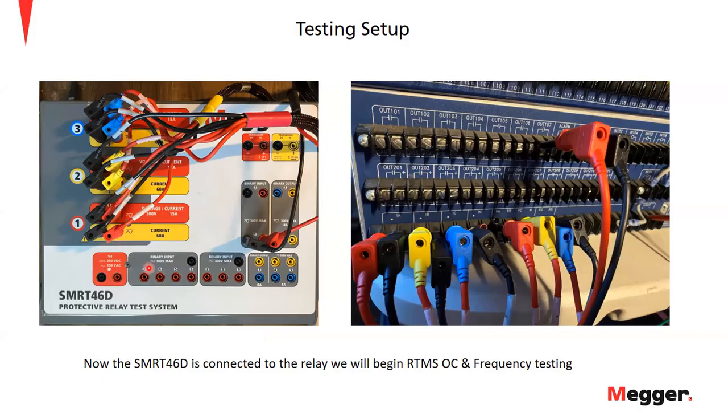The top of my 46D here, showing you that I'm using these dedicated current channels. This number 1 I've labeled as my A phase, B phase, and C phase. B phase will be my yellow, and C phase will be blue. We also have to have our binary input because we need to sense the contact that's coming from the relay, because we need to know when the relay is going to operate in order for us to stop our test set.